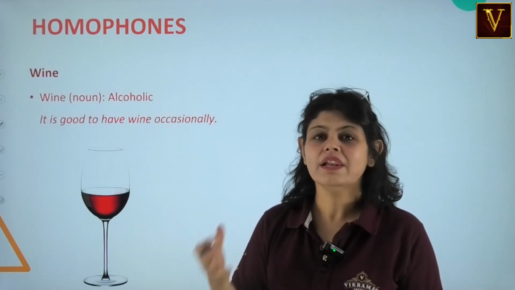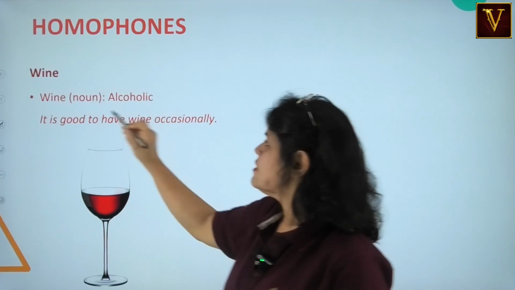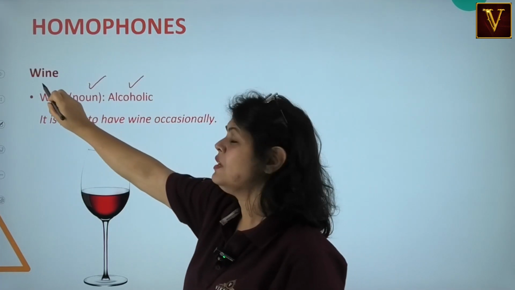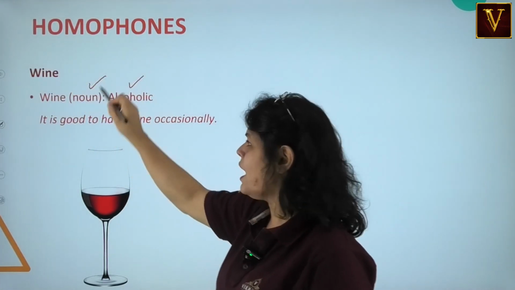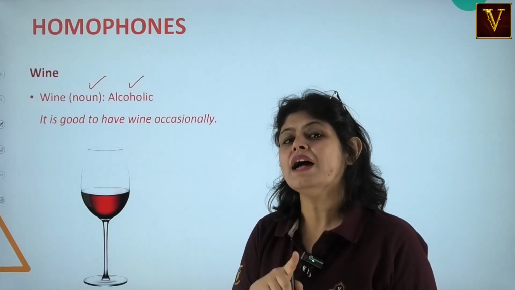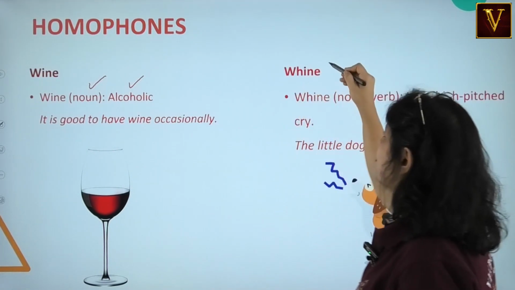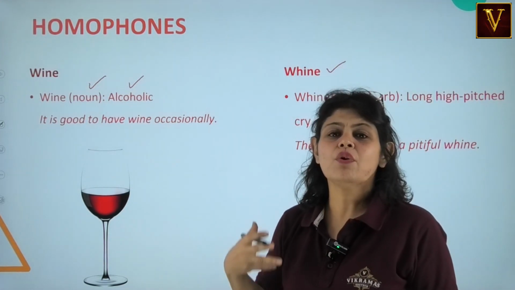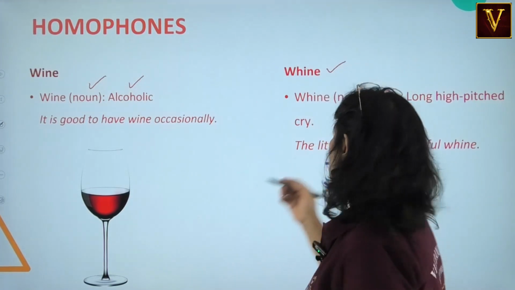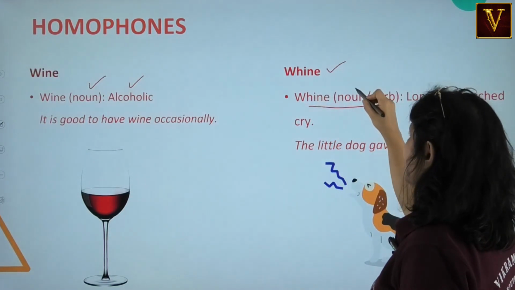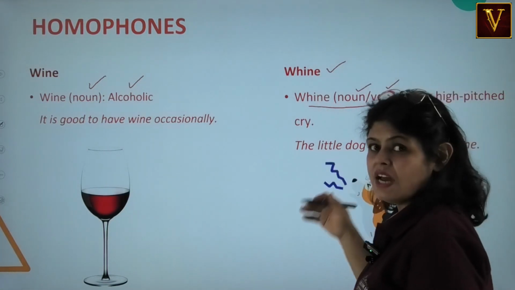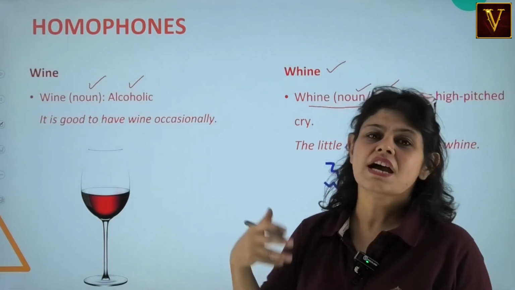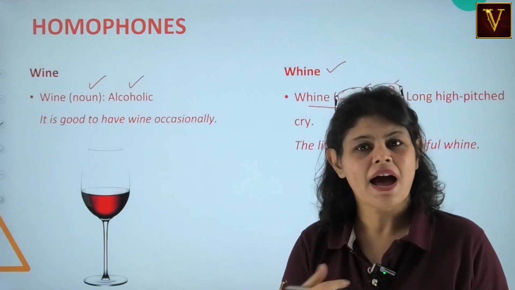W-I-N-E, wine, is an alcoholic drink which we take in, right? So wine, this is a noun, this is alcohol. When we are talking about alcohol, we write W-I-N-E, wine. It is good to have wine, but occasionally, right? And W-H-I-N-E, whine. When we have a loud cry, we groan out of pain, right? So we say whine. Whine is a noun as well as a verb. So at times we use this whine, W-H-I-N-E, as a noun. Other times we may use it as a verb as well.